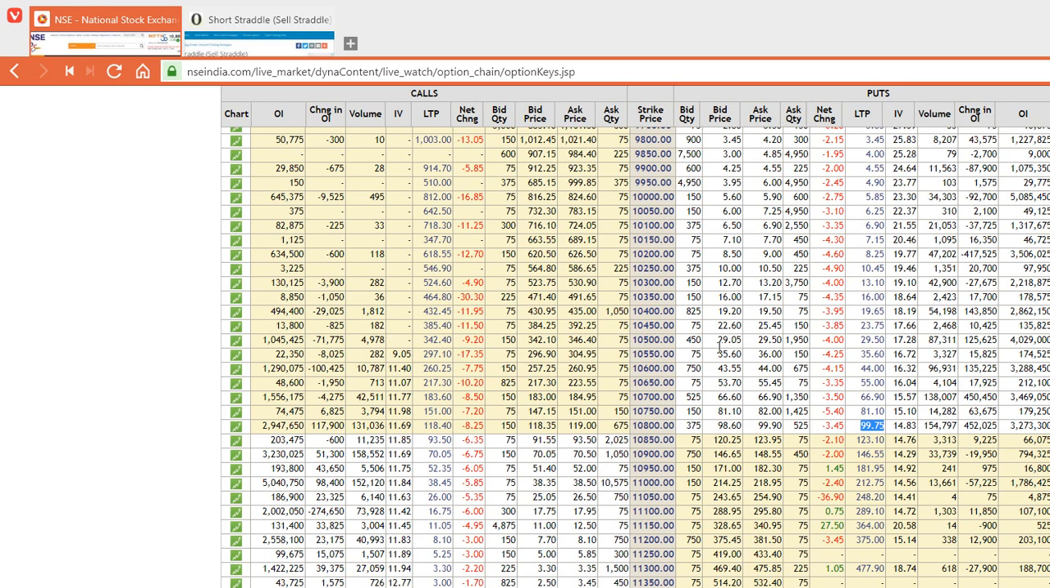Now, the reason why it is unlimited risk is because, for example, there comes a news and suddenly the market crashes 500, 600 points.